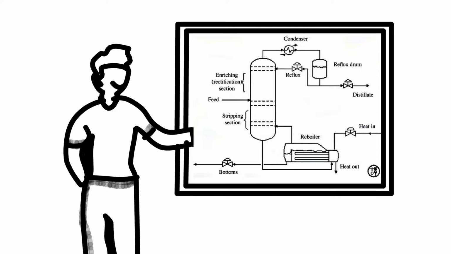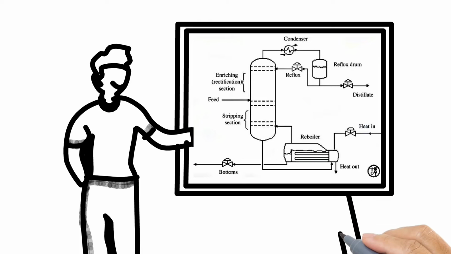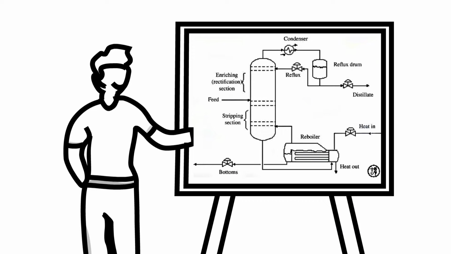The distillation column is divided into three sections, that is enriching section, feed section and stripping section. The feed which is fed in the distillation column travels downwards, and in the reboiler the liquid gets converted into vapor. After conversion into vapor, the vapors travel in the upward direction in the distillation column.